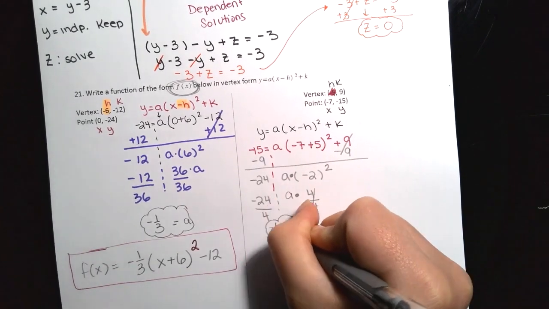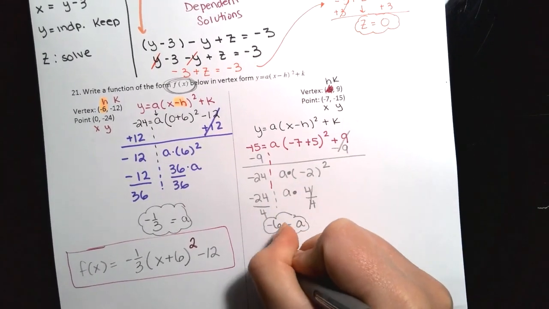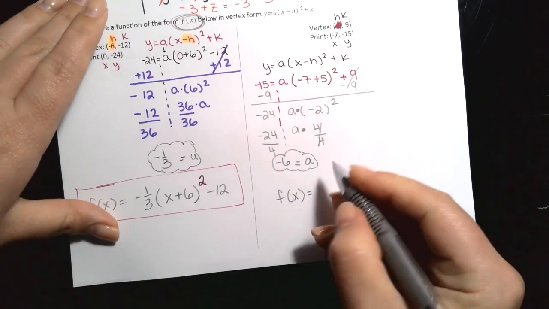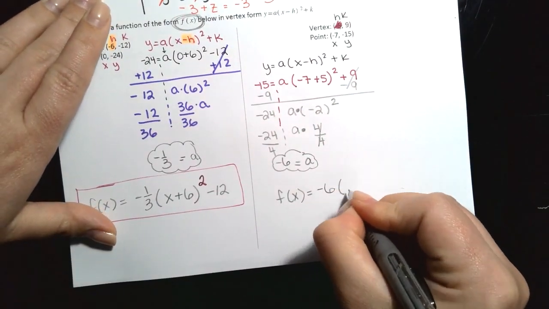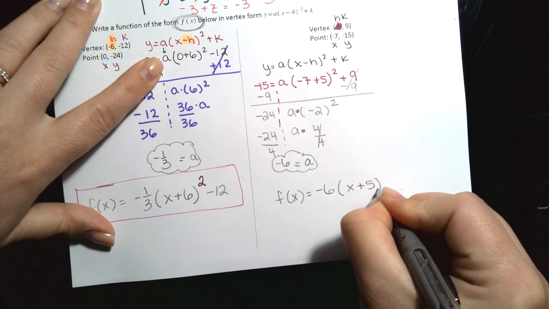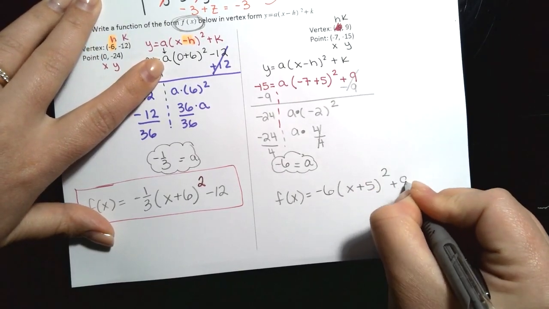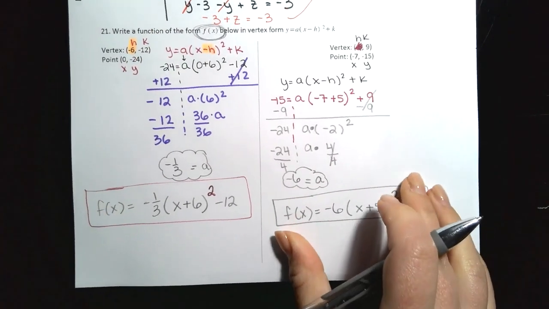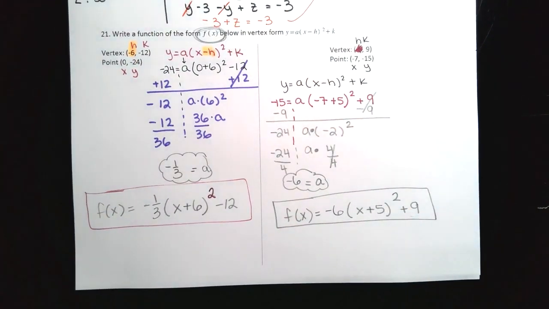Again, thinking bubble because this is not your answer. Let's write it in the form of f of x. Our a value is negative 6. Open, x, h was negative 5, so we write positive 5. Make sure you square it. K was a positive 9. Okay, give you a few moments to look at that before we move on.